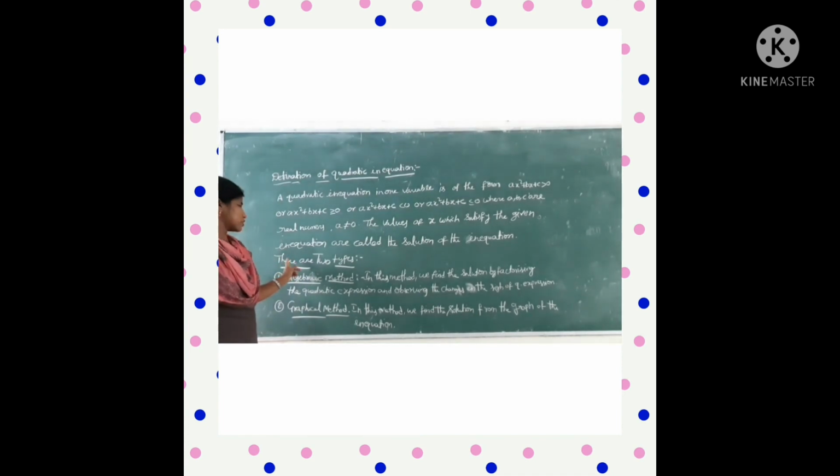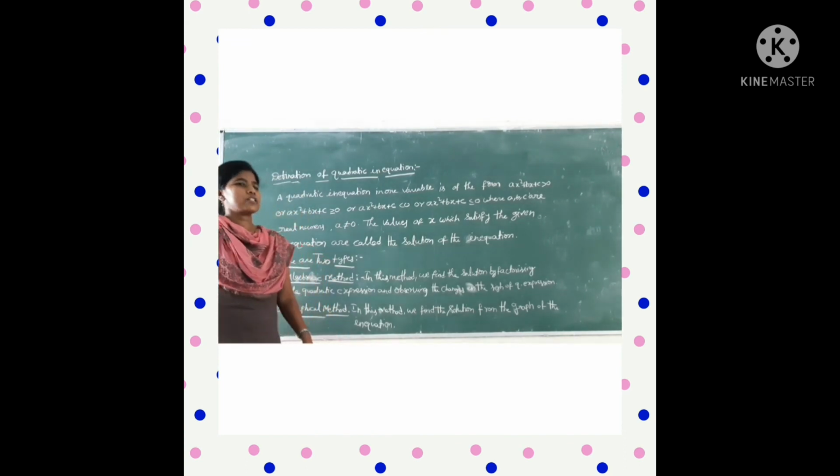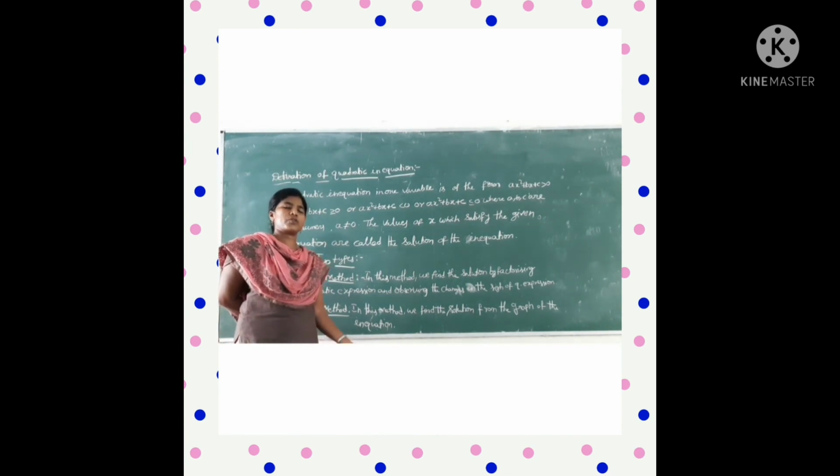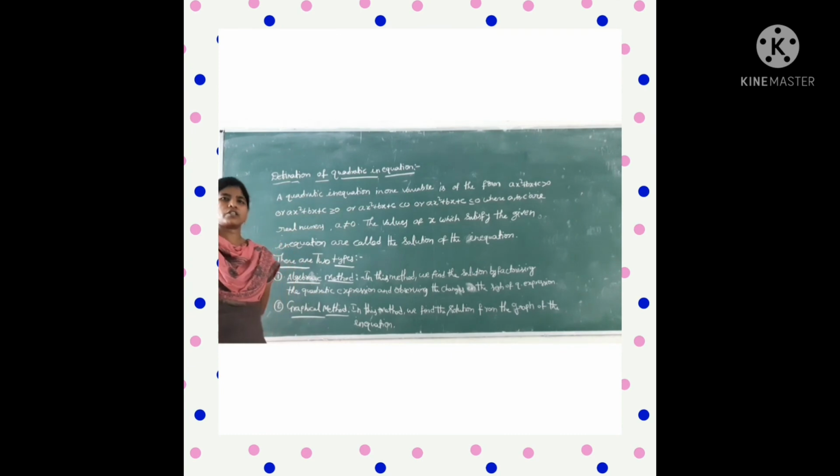Okay. See here next. In this inequation we calculate in two ways. What are they? First one is the algebraic method and second is the graphical method. The algebraic method we are already calculating till now. Starting from the roots of the quadratic equation, we get negative values and positive values. That is the algebraic method.